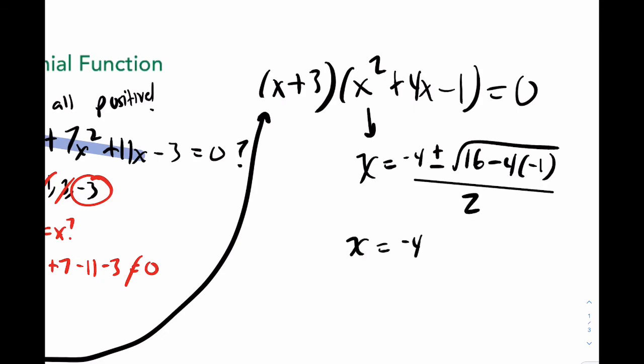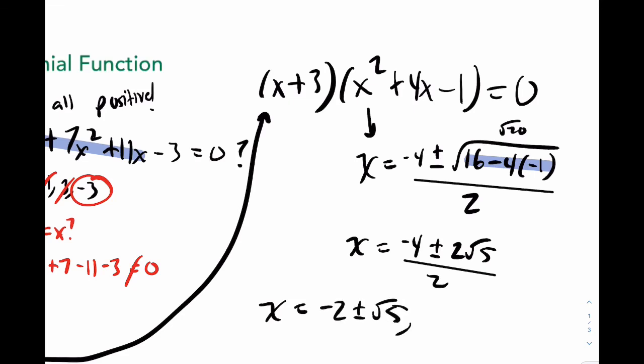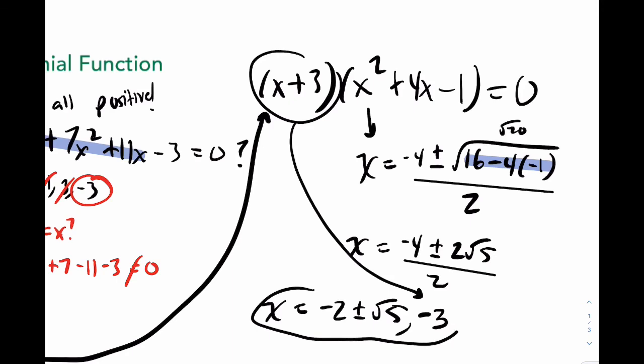So x equals negative 4 plus or minus. This part right here is the root of 20. So that would be 2 root 5 over 2. Now we reduce it. That's just negative 2 plus or minus root 5. And then we take that solution as well. Don't forget that one. Negative 3. And those are the final answers.